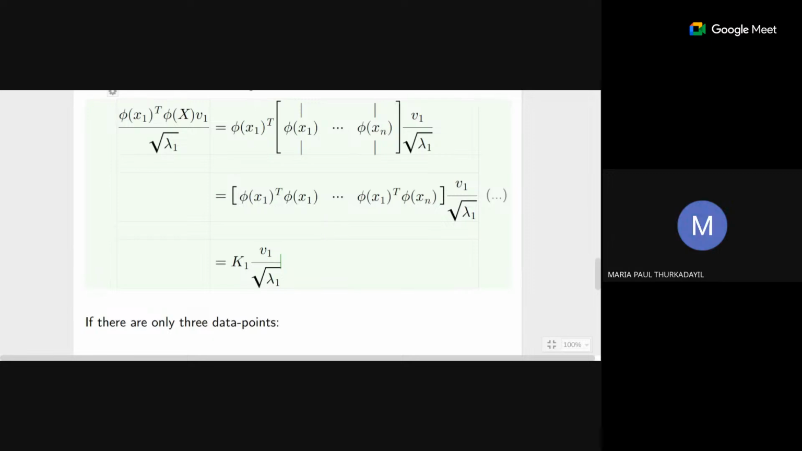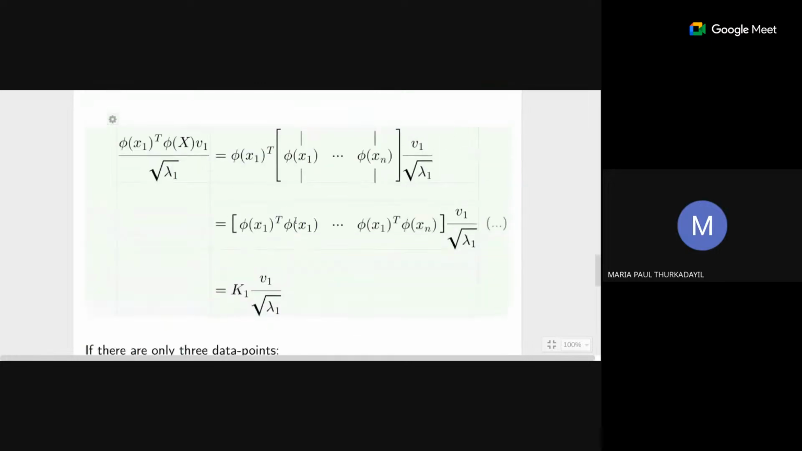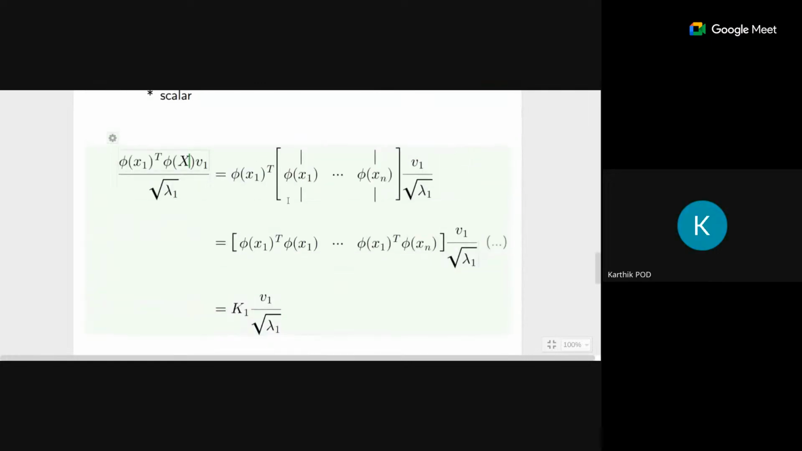The matrix phi of capital X is the transformation applied across every column, right? Yes, every column of phi of capital X will be phi, the transformation applied on every data point. So that is phi of capital X. Okay, remember this again is a scalar.